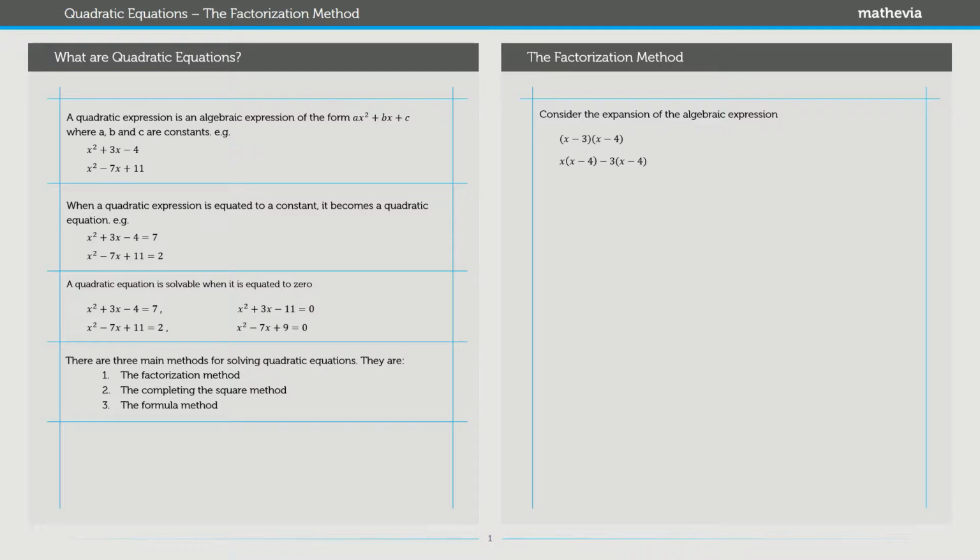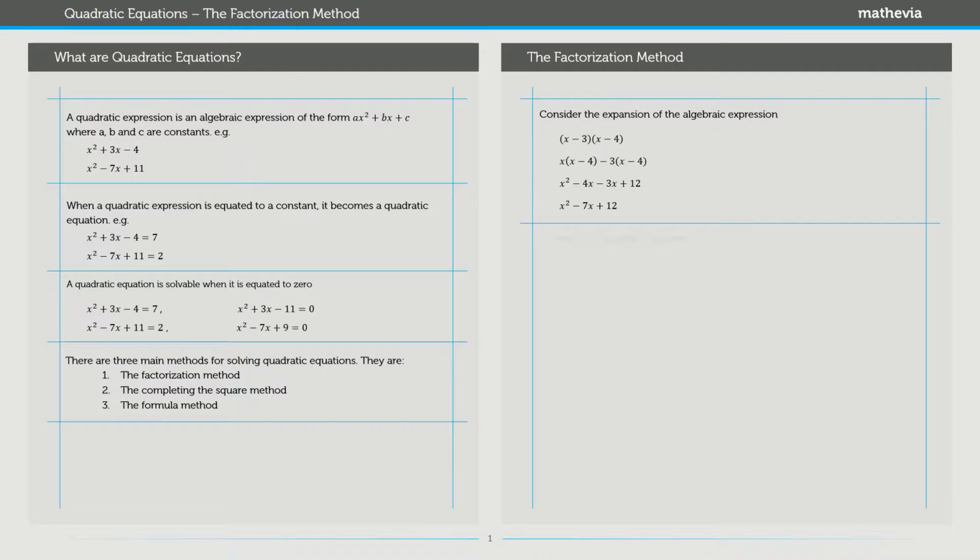Is that simple? Then when you expand that out, x multiplying x minus 4 gives you x squared minus 4x, and minus 3 multiplying x minus 4 gives you minus 3x minus 12. Then when you simplify that out, you have x squared minus 7x plus 12. I need you to note that. So we've expanded x minus 3 multiplying x minus 4, and we ended up with x squared minus 7x plus 12.